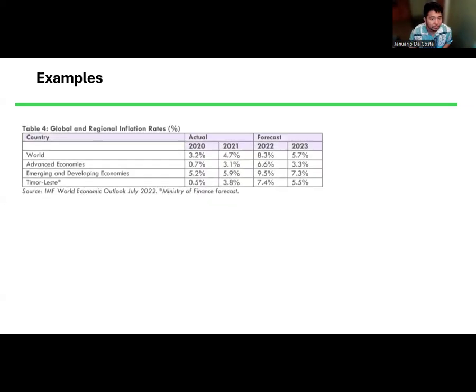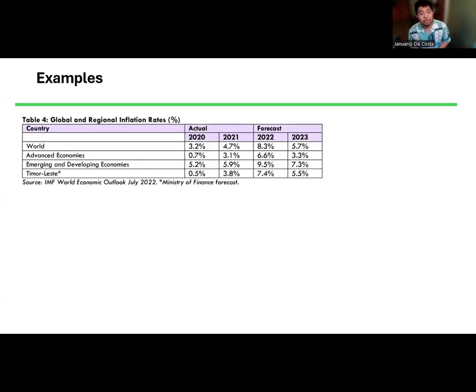Or for example, this is inflation rates, global and regional inflation rates. For example, in the world, in Timor-Leste, inflation.